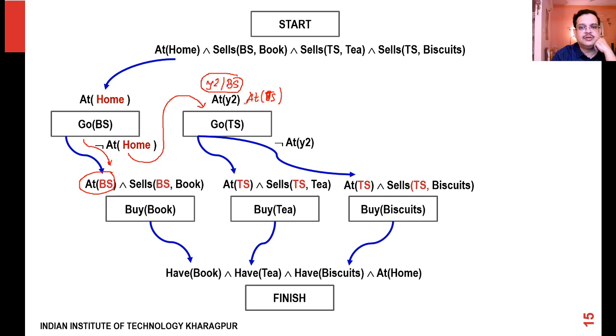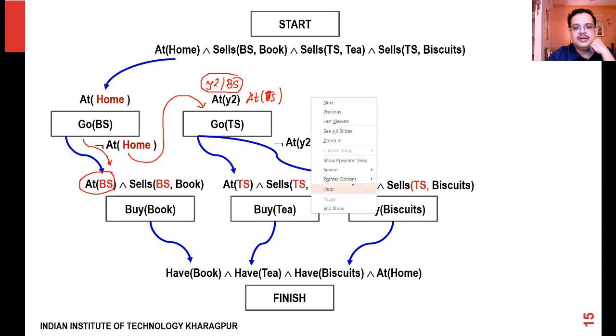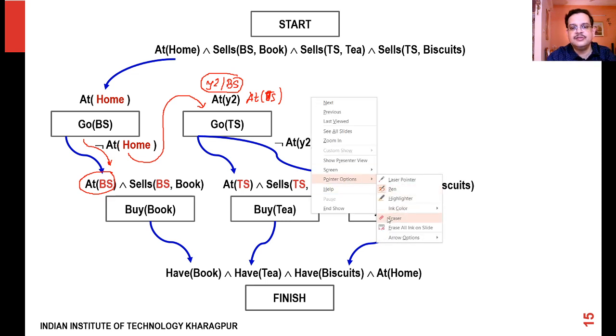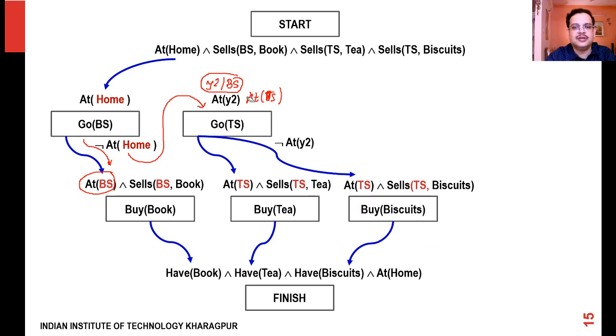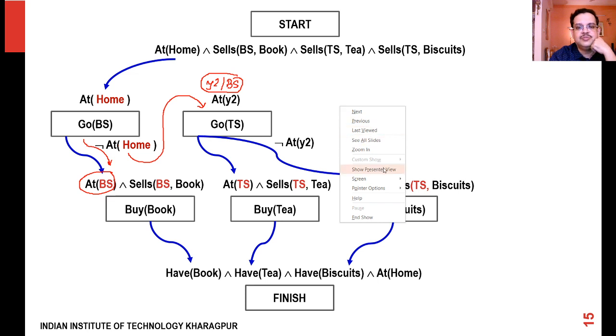Because you need, I am messing things up. Just give me a moment. Let me erase and make a clean slate of it. Right. What happened here was that I instantiated y2 to bs. So then y2 is bs, and then from there I can go to the T stall to get to at TS. Okay.